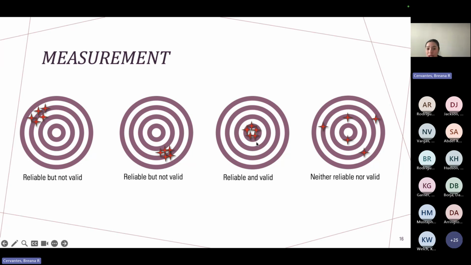Here, there's both because we hit the bullseye, which means there's accuracy or validity. And each time we've hit it, it's consistent across all 5 times that we've done it. So that's reliable. And then the far right, there's nothing. There's no reliability or validity because nothing hits the bullseye and nothing clusters together. Everything is spread out. So nothing is consistent or reliable.